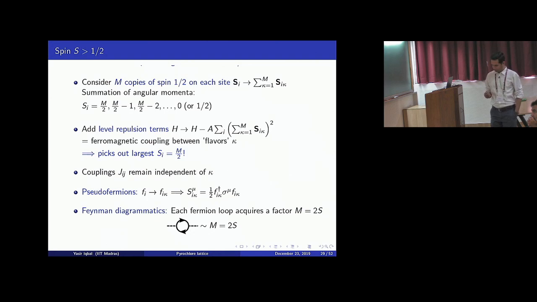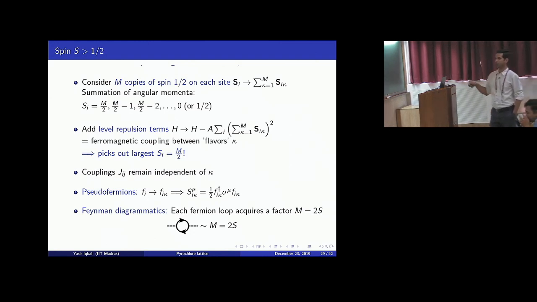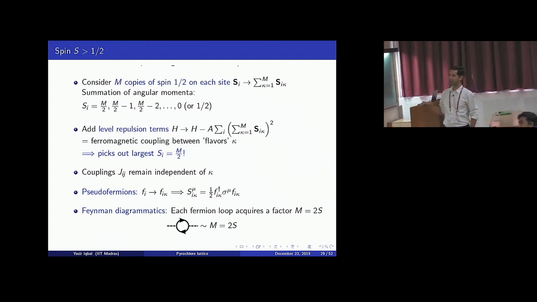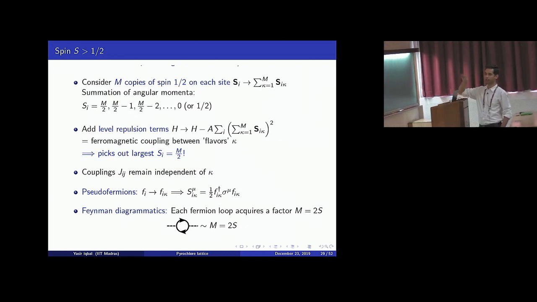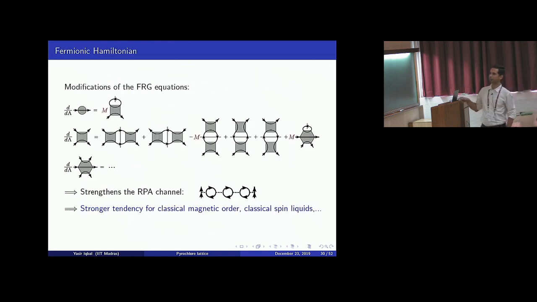The FRG approach is not only restricted to spin 1/2, but can straightforwardly be generalized to arbitrary spin S. You just introduce m copies of spin 1/2 on each site and add level repulsion terms, such that you select the largest contribution in the angular momentum. So that just involves introducing m fermion flavors in the fermionic representation. And then you just have to be careful in which term in the RG equations you introduce factors of 2S. The simple thing is that every time you encounter a fermion loop, you add a 2S prefactor. So the flow equations just get modified by these factors of m floating around.